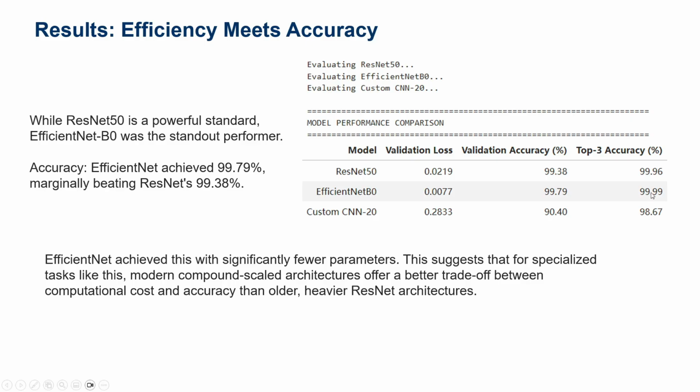It achieved 99.79% accuracy, slightly higher than ResNet50's 99.38%, and far ahead of our scratch CNN at 90.40%. EfficientNet also produced the lowest validation loss. Importantly, it does all of this with far fewer parameters, showing that modern compact architectures can outperform heavier models for tasks like plant disease detection.